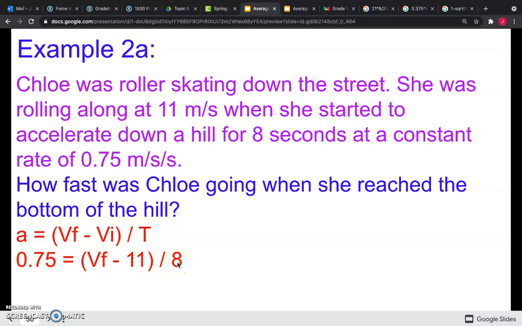Next, we're going to multiply both sides of this equation by 8. That will give us 6 equals v final minus 11. Then we're going to add 11 to both sides. So we should get that v final is 17 meters per second.